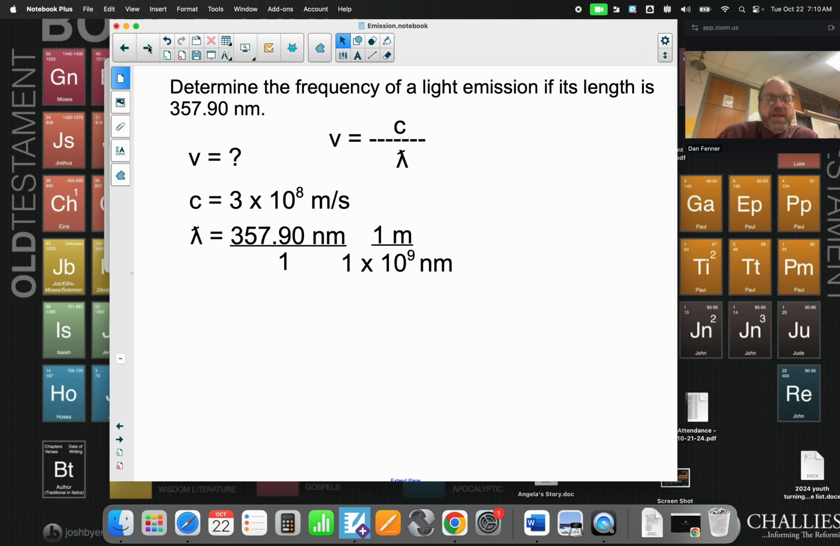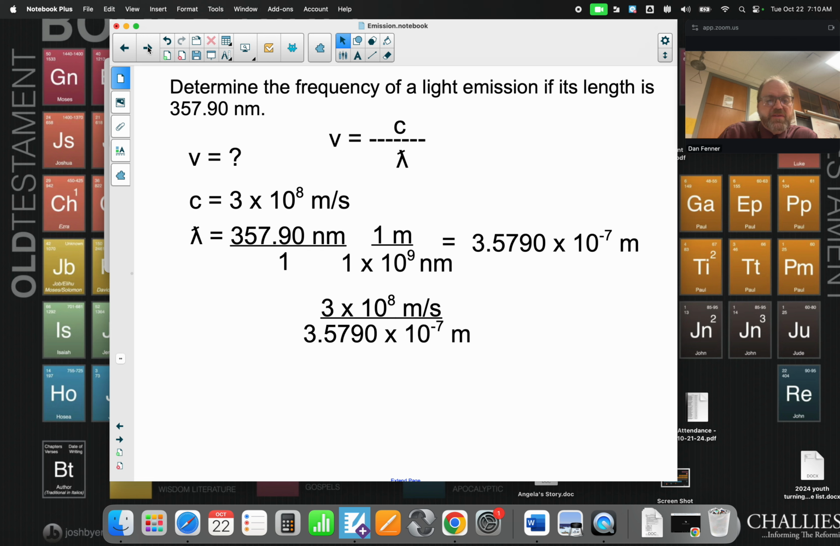So remember we said that 1 meter is 1 times 10 to the 9th nanometers. We do the unit conversion with nanometers on the bottom, meters on the top, so that my nanometers will cross out. And I get 3.5790 times 10 to the minus 7th meters. I then take my C value, 3 times 10 to the 8th, divided by 3.5790 times 10 to the minus 7th meters. Now when we divide them, we've got to remember our sig figs.